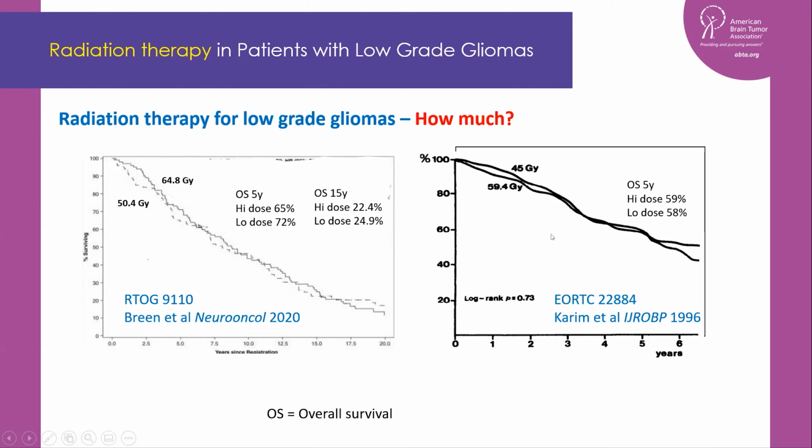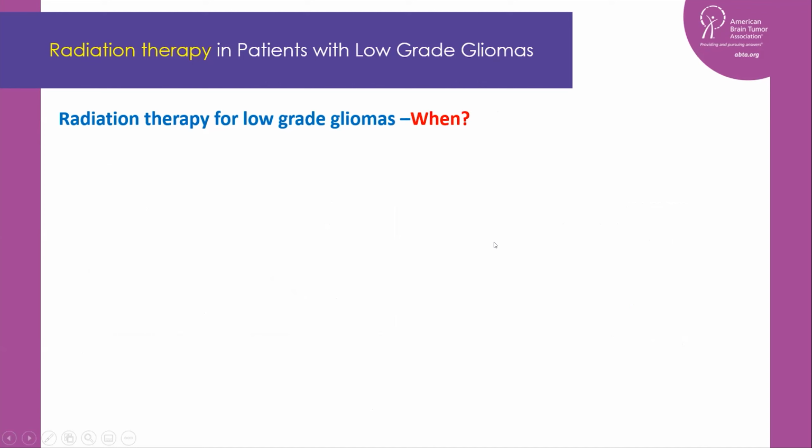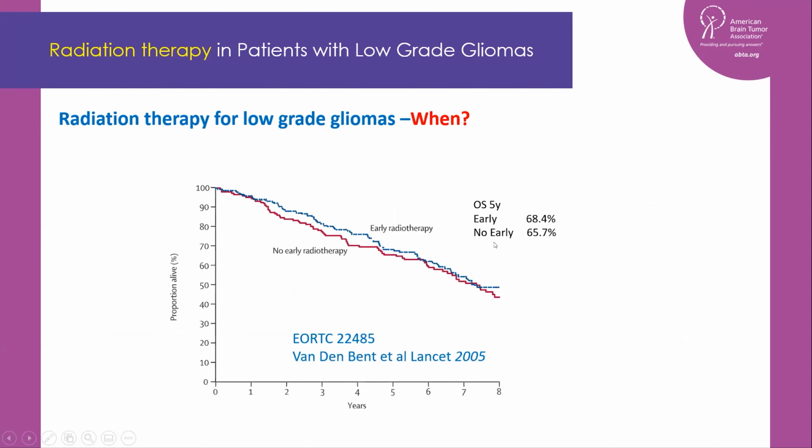And the 45 gray also gave the same kind of outcome, saying that you could grow as low as 45 gray and still be able to get the same benefit as one of the higher doses. So this said, how much radiation should we give? This is the type of radiation. So when should we give this radiation?